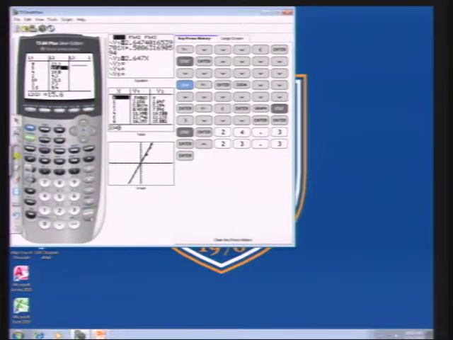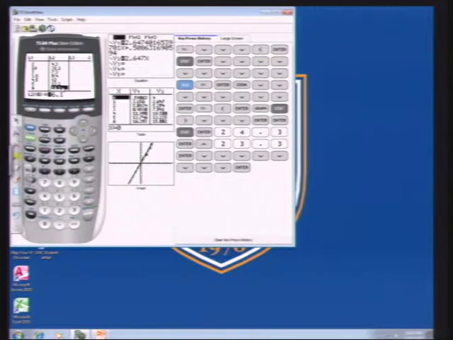15.6, 10.8, 4.3, 31.1, 7.3, 9.4, 12, 13.2, 16.1, and then there's one point that I left out.